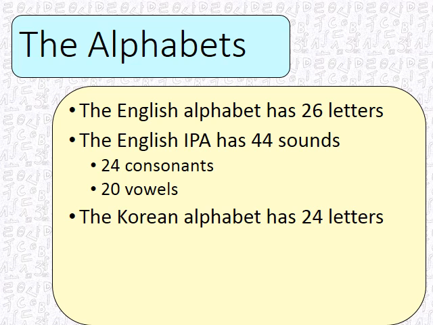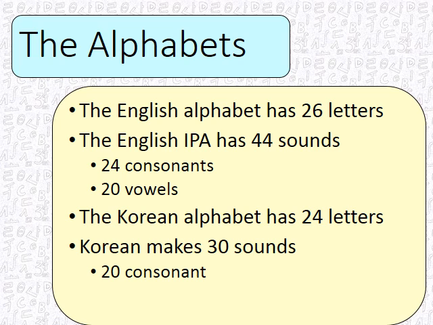The Korean alphabet has 24 letters. Korean makes 30 sounds, of which 20 are consonants, and there are also 10 vowels. Also, Korean is the only alphabet where the shape of the symbol is related to the way the sound is produced.